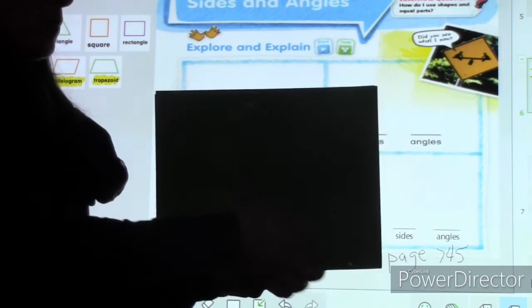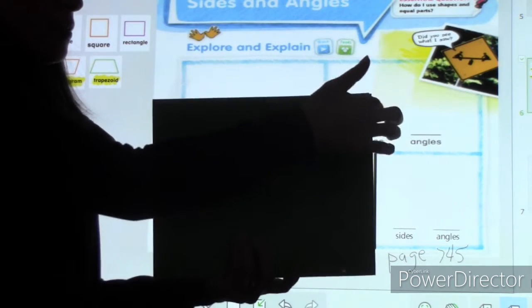A rectangle has 1, 2, 3, 4 sides. A side is any flat part, like a part that could sit on a table. That's a side. So we can see this rectangle has 1, 2, 3, 4 sides.